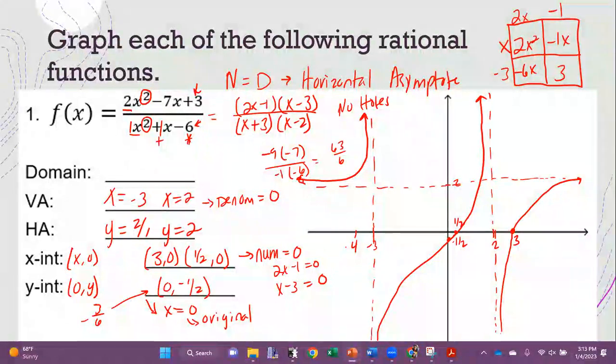And that is how you graph a rational function. You have to find all the little pieces and put them together. So therefore, your domain is all real numbers, but x cannot equal... what can x not equal? -3, or x cannot equal 2.